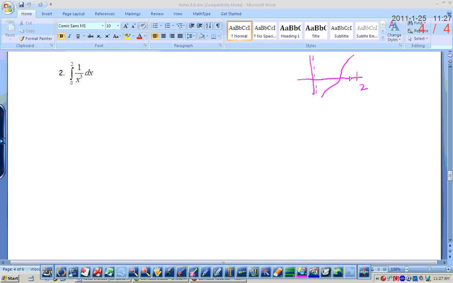It could be going down. It could be going up. But the bottom line is that as that graph approaches that asymptote, it's approaching from the right side. So I need to take the limit as x approaches c, once again from the right side. Integral from c to 2, x to the negative 3.